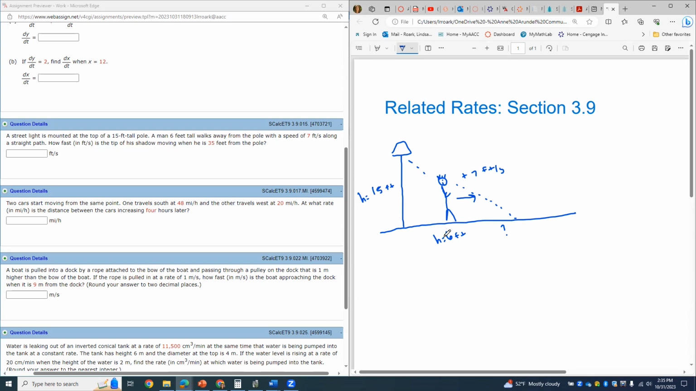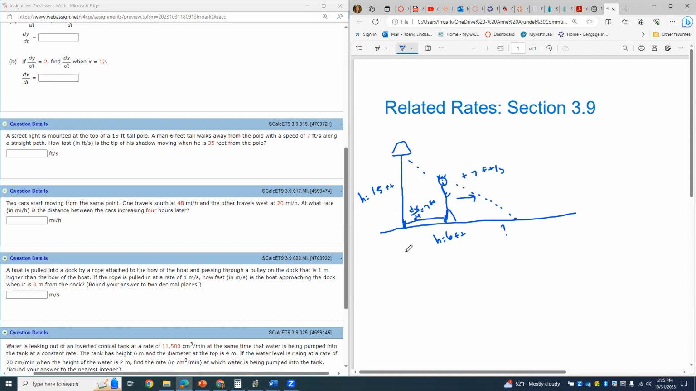All right. And then again, they want to know how fast the tip of his shadow is moving when he's 35 feet from the pole. The problem is, they're telling us that he's moving away from the pole at 7 feet per second. That would be the rate of change of the distance between the pole and him.